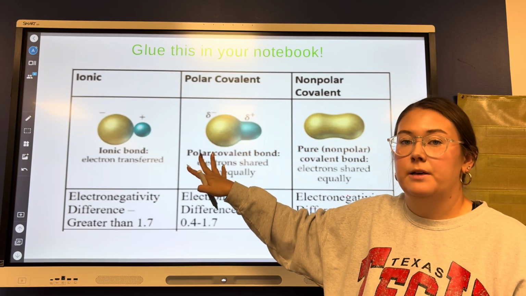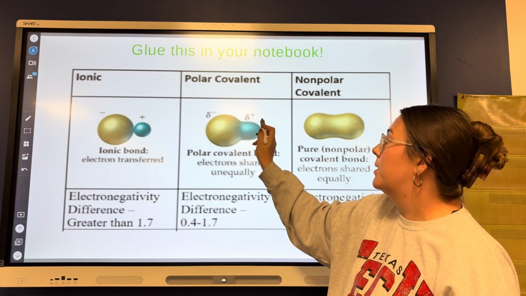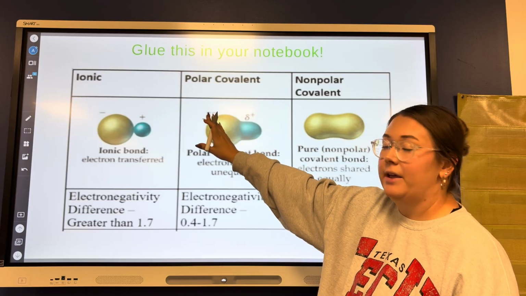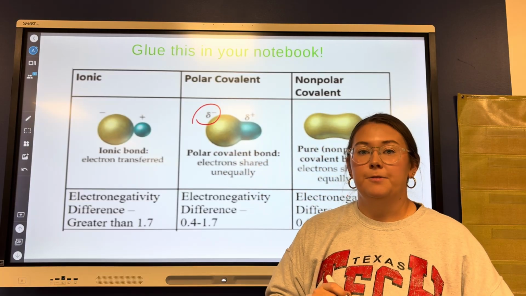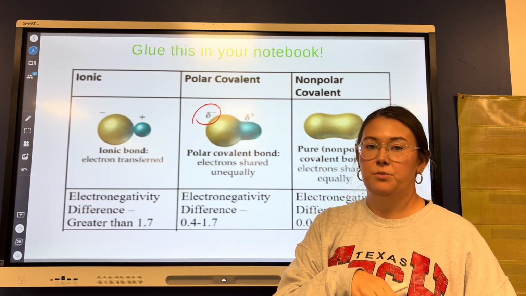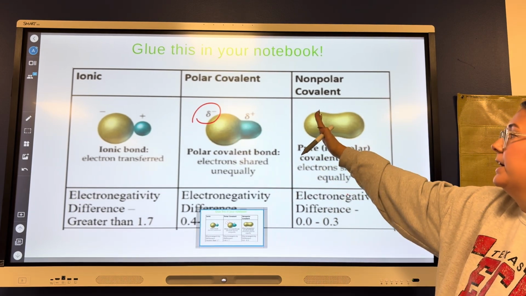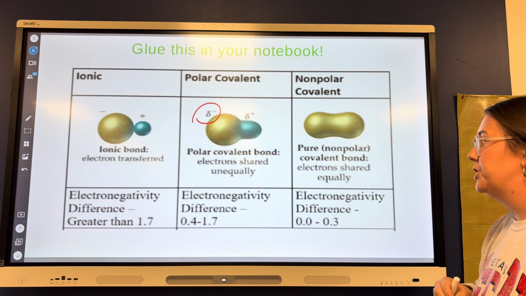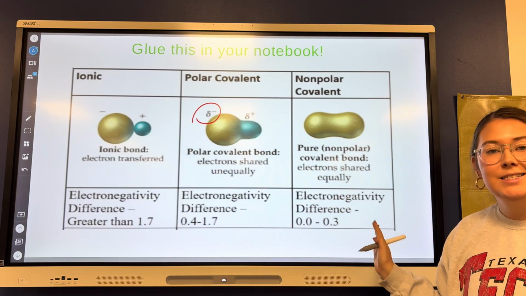Your polar covalent bond, you have electrons being shared unequally. So if you look at your partial charges here, you have one end that's more electronegative than the other. The electrons are being pulled toward that negative end. Your electronegativity difference is between 0.4 and 1.7. And then lastly, we have nonpolar covalent. There are no poles, okay? That means the electrons are being shared equally in the middle, and you have an electronegativity difference of less than 0.3.